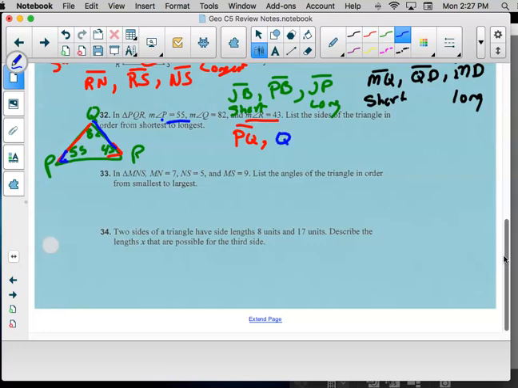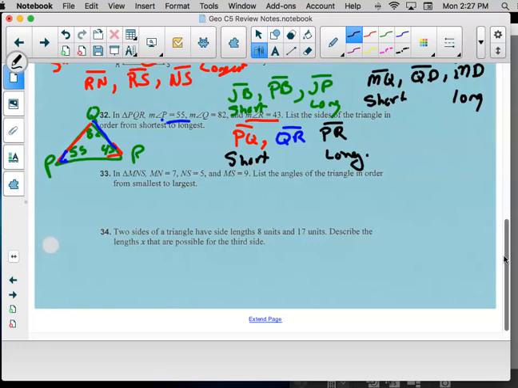So QR is my next size. And my last one is going to be PR, because that is opposite the largest angle, from short to long. Now list the angles of the triangle in order from smallest to largest.